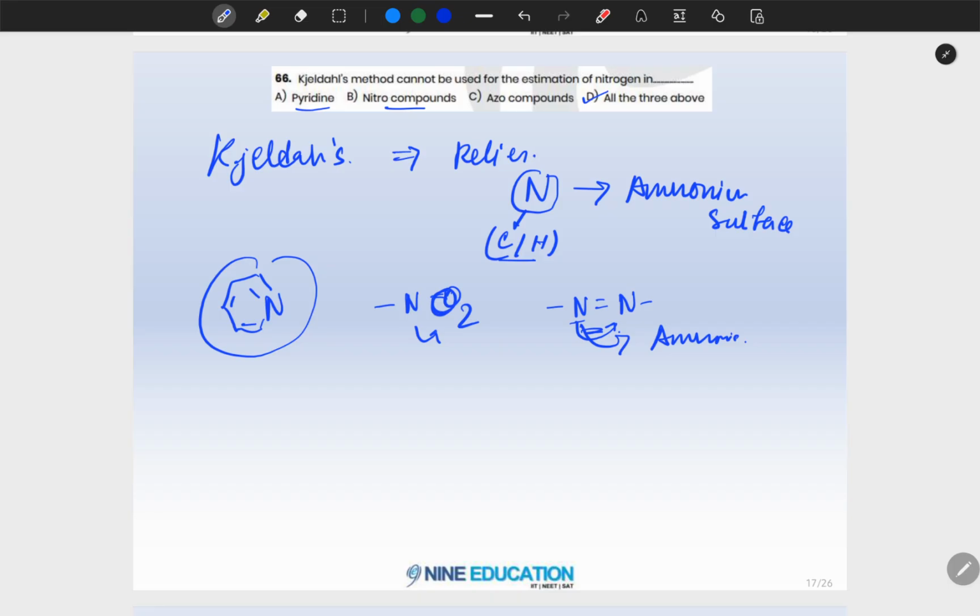So in the Kjeldahl method, the nitrogen atom present in the organic compound will be converted into ammonium sulfate, and this is only possible if the orientation of the nitrogen is proper, if nitrogen is properly attached with carbon or hydrogen. But in case of pyridine, since nitrogen is present inside the ring, it cannot be easily converted into ammonium sulfate. Same for nitro and azo compounds, since their orientation and bonding patterns are not proper. So with the help of the Kjeldahl method, we cannot estimate the amount of nitrogen in pyridine, nitro and azo compounds. So D should be the correct answer.